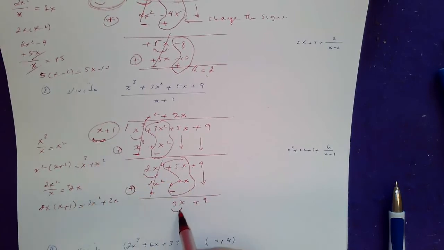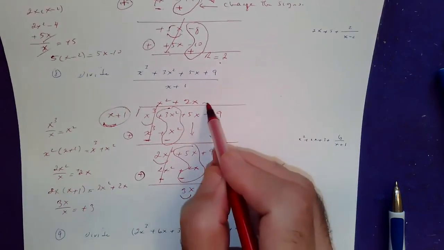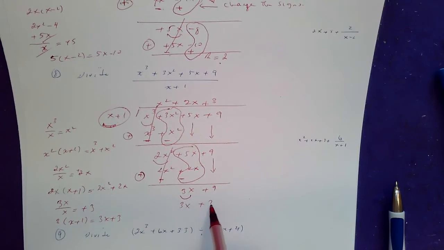x goes into 3x how many times? The x's cancel. You get positive 3. Put the positive 3 here. Multiply the 3 by x plus 1. You get 3x plus 3. That's your brand new remainder.